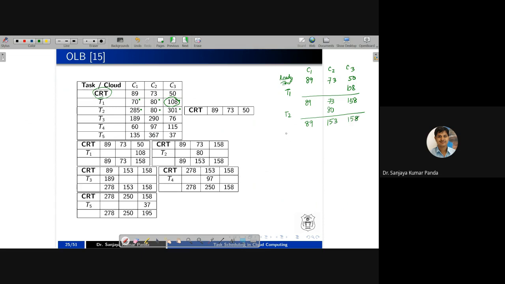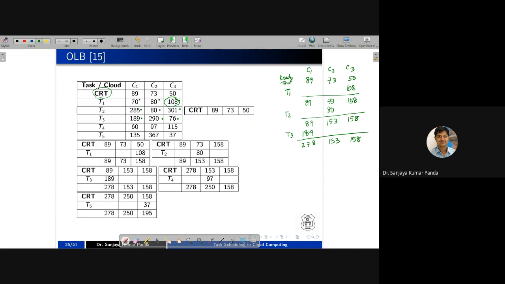Now if you go to T3, task 3, it is taking 189, 290, and 76 units of time. But we have to look into the ready time. There is no need to look into this matrix. The earliest ready time you can see is 89. So T3 is assigned to C1. It is taking 189 units of time, so C1 becomes 278, and C2 is 153 and C3 is 158.